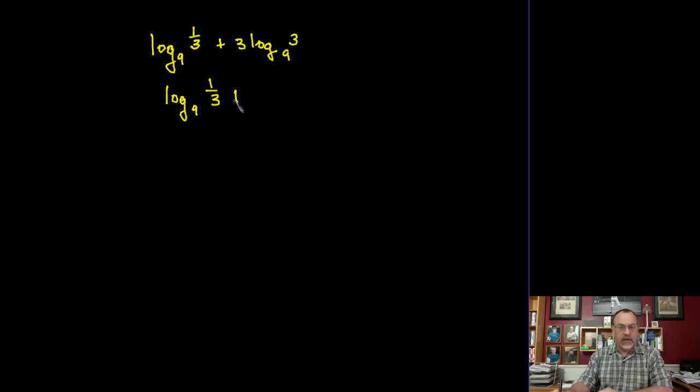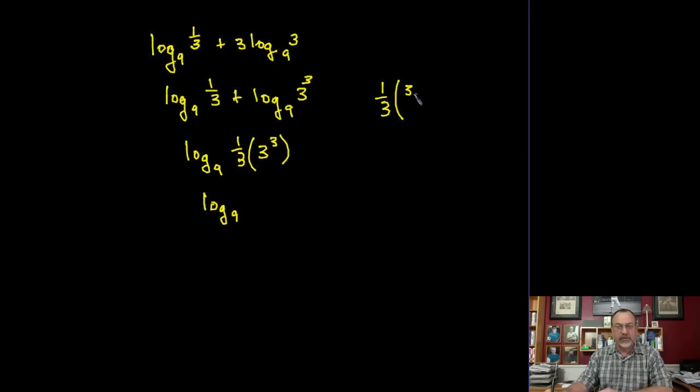So I'll apply the power property here first, so this would be log base 9 of 3 cubed. And then it's addition, so I'll make it a single logarithm, then I have 1/3 times then this 3 cubed. Now I can simplify this expression here, so I can go log base 9. Now I'm going to go over here. So this is 1 over 3 times 3 times 3 times 3.